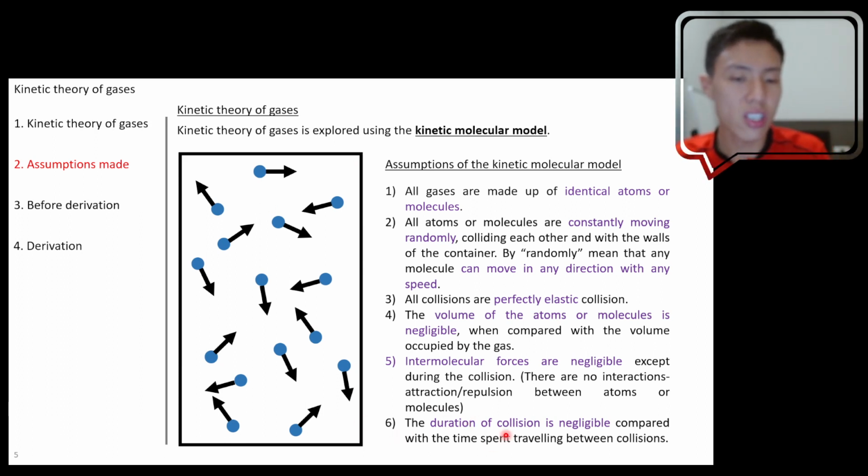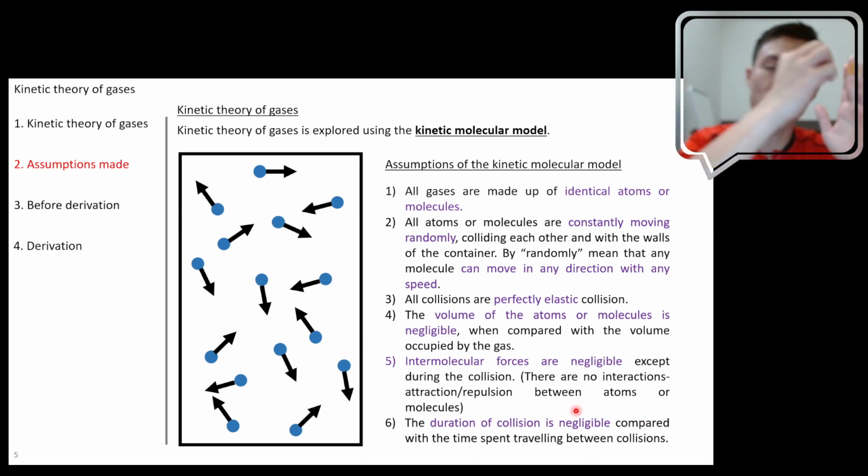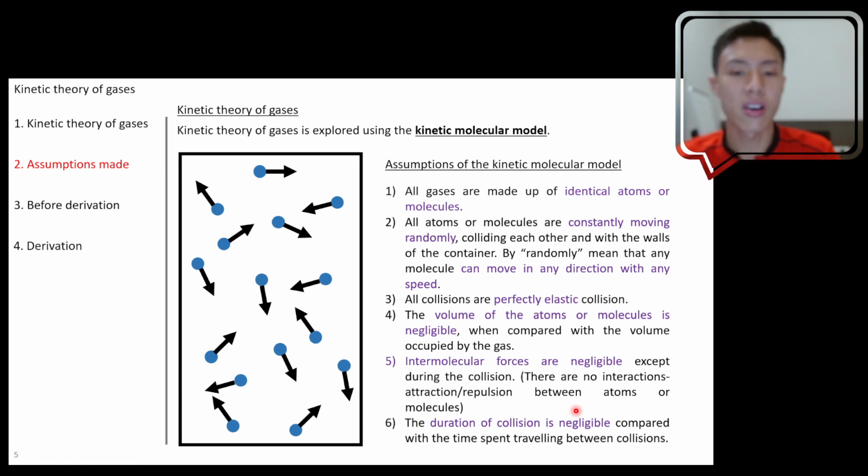So we can say the duration is almost negligible compared to the time it takes to reach the wall and leave the wall. Okay, so the duration of the collision is negligible. These are the few assumptions that we take for the kinetic molecular model. Once you understand these assumptions, later we'll apply them to derive an equation that relates the pressure and the speed of the gas molecules. Okay, so for now, this is the kinetic theory of gases.